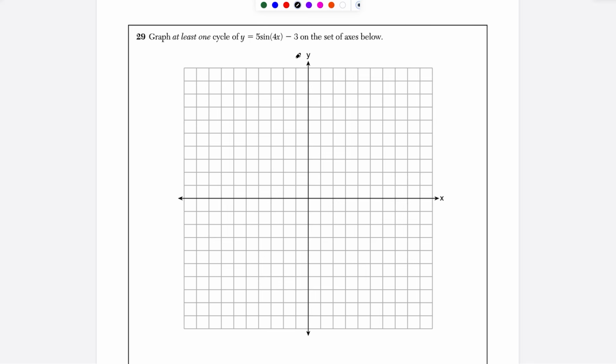on the set of axes below. So for questions like this, we just have to know what each term means. So the 5 in front of the sine, this is the amplitude of the graph, which tells us how high up the waves go. Okay, so that's the amplitude. And then next, the 4 over here, this tells us the frequency. So that would be the frequency of the graph, which is how many cycles complete over an interval of 2 pi. And then finally, the last part here, the minus 3, that's the midline.